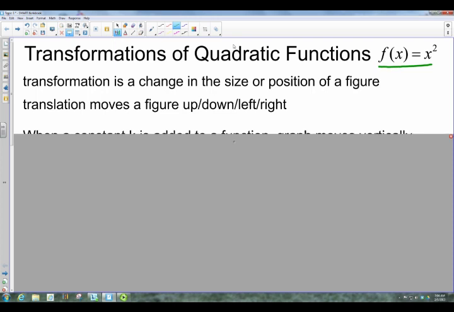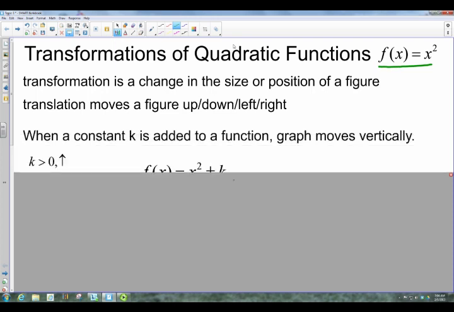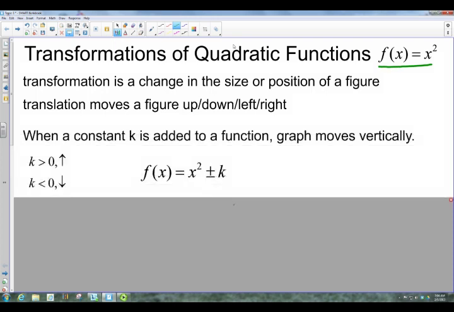Now there's two types that we're going to look at in this first section. I'm going to split this into two videos. The first one is the vertical and horizontal movement. So that's what you're going to look at today in this first video. In this first part, it's just the vertical movement. So we've got this constant k, and k allows things to move vertically.